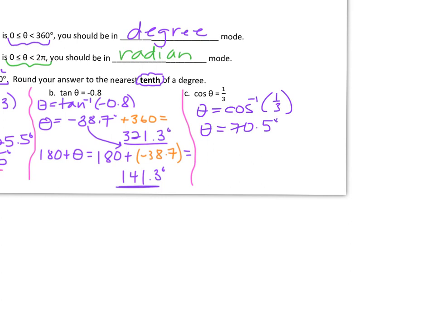So then to get cosine's second angle, we're going to do 360 minus theta, or 360 minus 70.5. And our second possible answer for the angle value with a cosine of 1/3 is 289.5 degrees. So make sure to label that with a degree symbol and make sure you get those two solutions possible for that trig value.